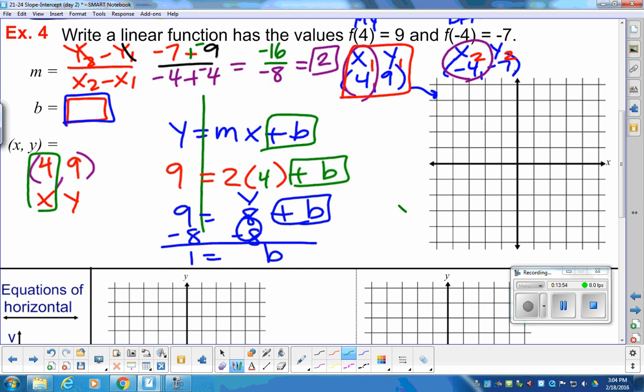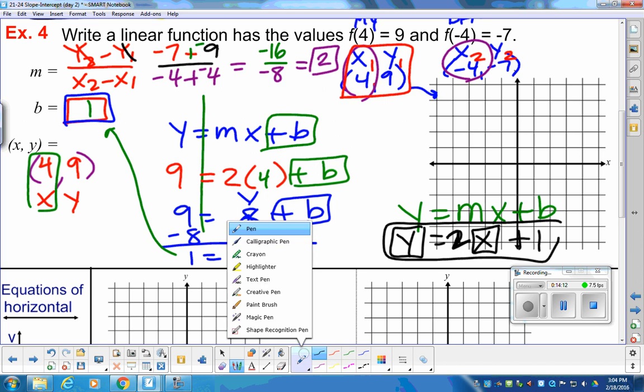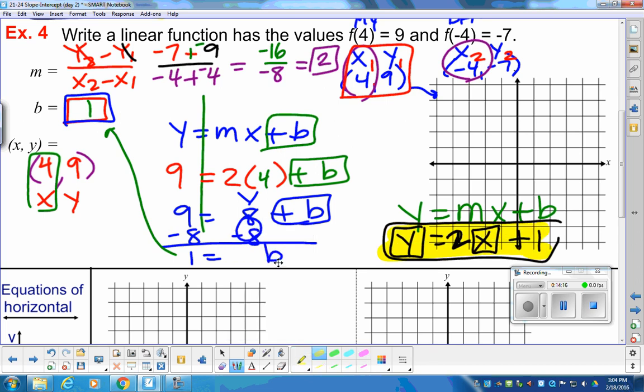My equation, final answer would be y equals mx plus b. So what you're looking for, we found that b is 1. So my equation would be y, stop sign, equals the m. The slope was, what did we say the slope was? 2. X, stop sign, plus the b value is 1. There's my equation. Y equals 2x plus 1. Y equals mx plus b.